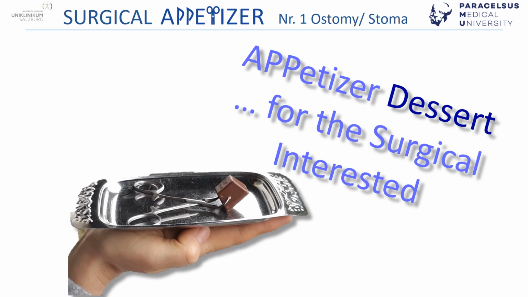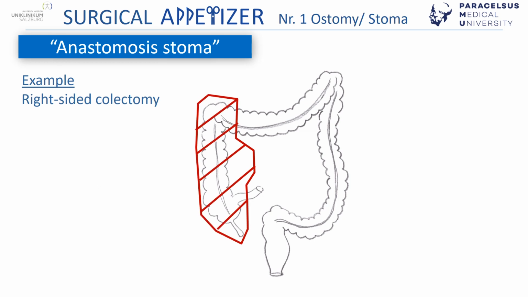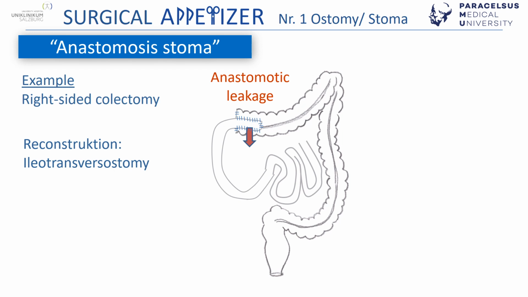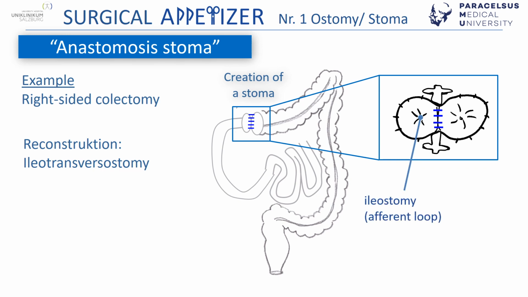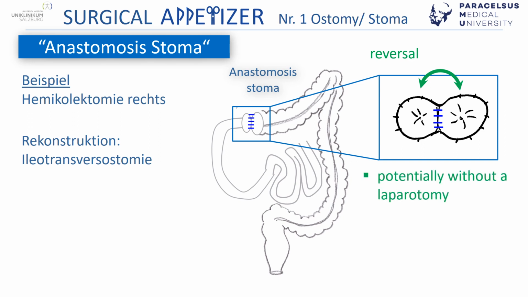Now I have some appetizer dessert for the surgical interested among you. Two terms which may be useful. The one is anastomosis stoma, the other is split stoma. Let's start with the anastomosis stoma. After right-sided colectomy, for example, when you have performed an iliotransversostomy for reconstruction, and you have an anastomotic leakage over here, you can create a stoma which is created of an ileostomy and a colostomy. However, you place these two loops close to each other, so you have the chance to reversal operation by simply anastomosing these loops without a laparotomy after recovery of the patient from the peritonitis.